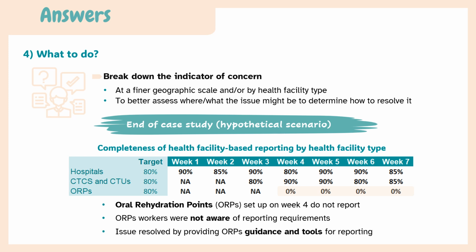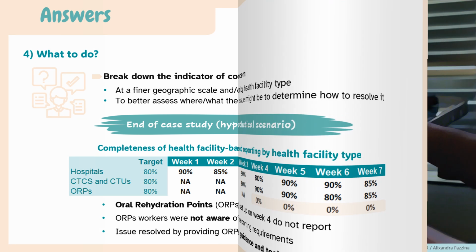The issue was then resolved by providing them with guidance and tools for reporting cholera. Overall, this illustrates that as long as surveillance performance indicators are closely monitored, issues with how reporting and testing are performed get detected. From there, it is then possible to work it out and find solutions.